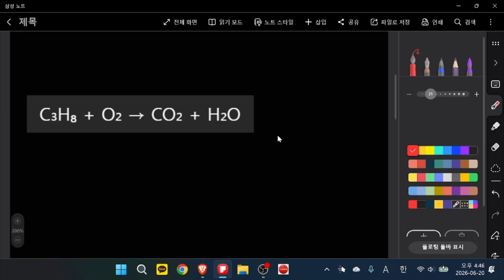Now let's try a more advanced example. Propane reacts with oxygen to produce carbon dioxide and water. First, balance carbon. Propane has 3 carbon atoms, so we put 3 in front of CO2.